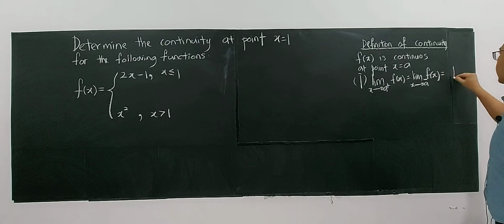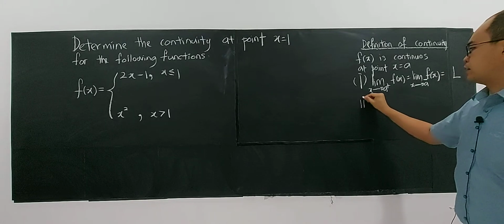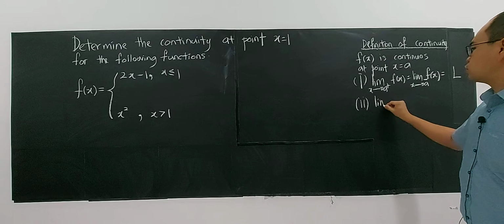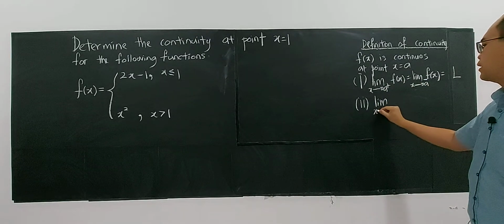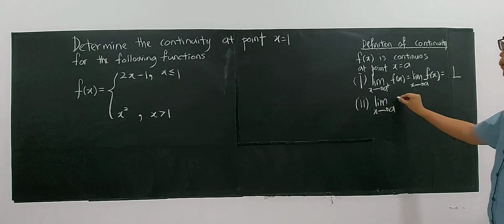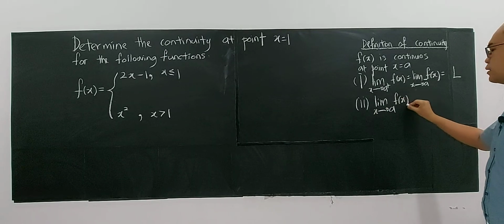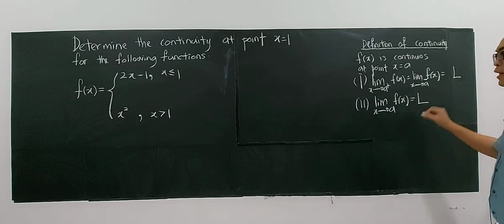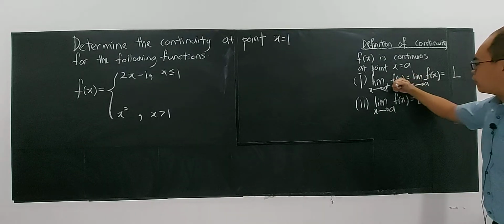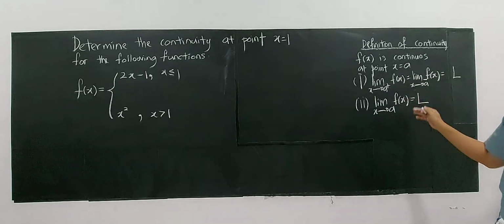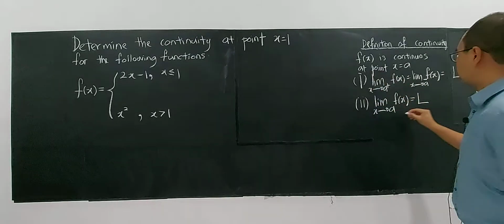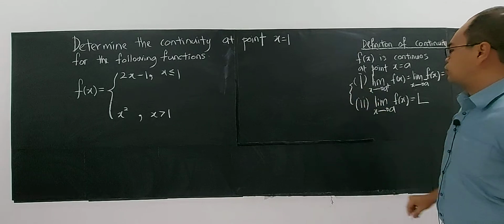Let's say you're getting L. If these two values, the right and the left limits, are the same, then you know that the limit as x approaches a of f(x) exists. Exists means there is a value. Let's say if this one is L and this one is M, the values are different, so there is no value for the limit. So this is the first condition: the limit must exist.